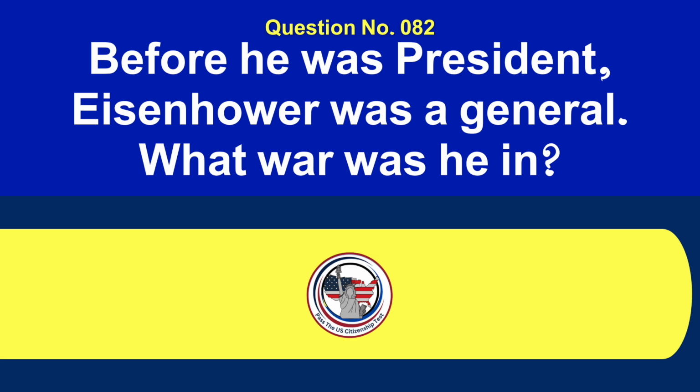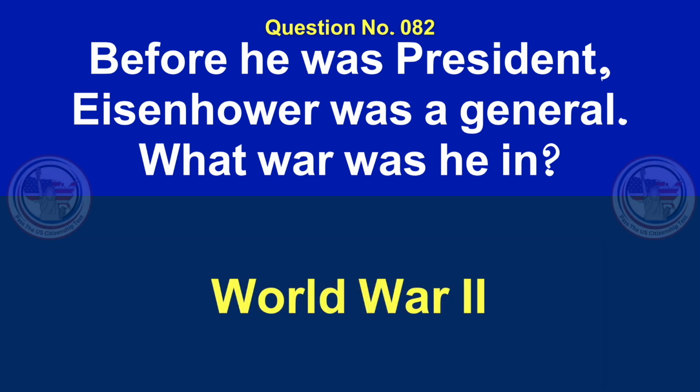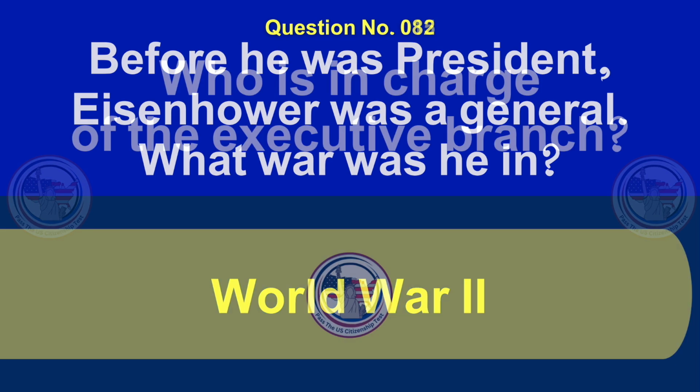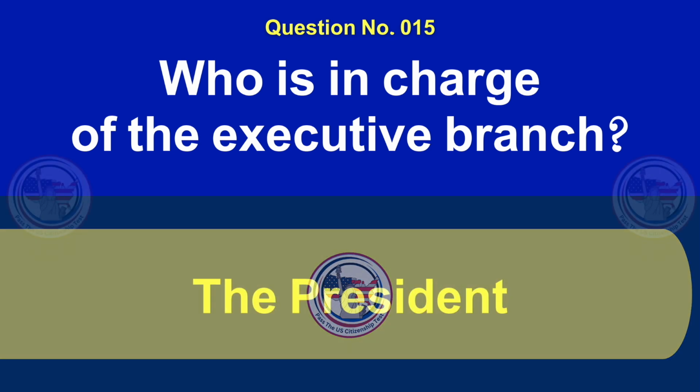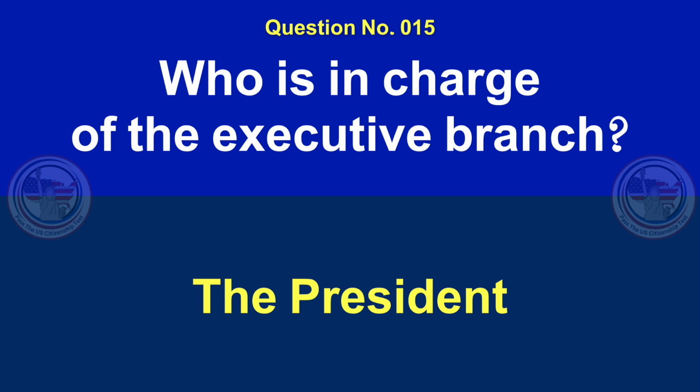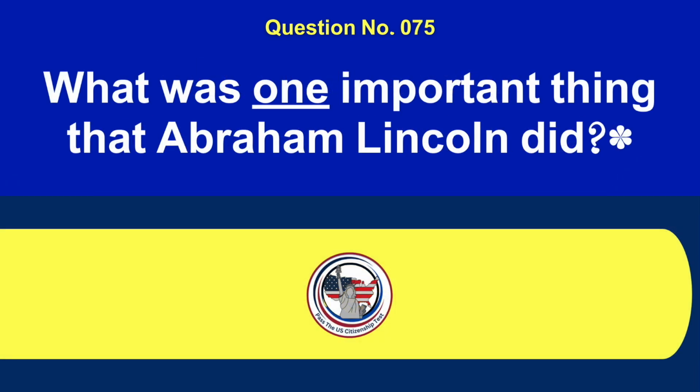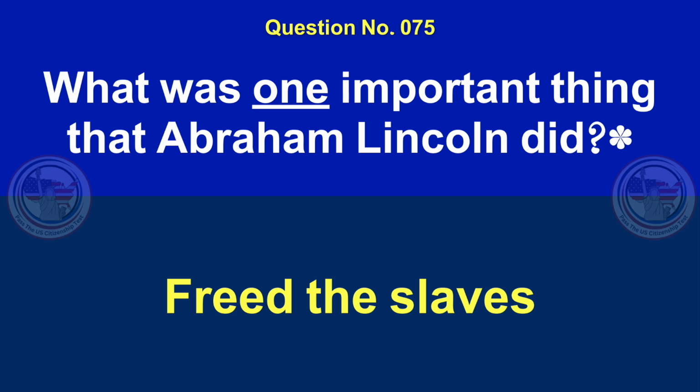Before he was president, Eisenhower was a general. What war was he in? World War II. Who is in charge of the executive branch? The President. What was one important thing that Abraham Lincoln did? Freed the slaves.